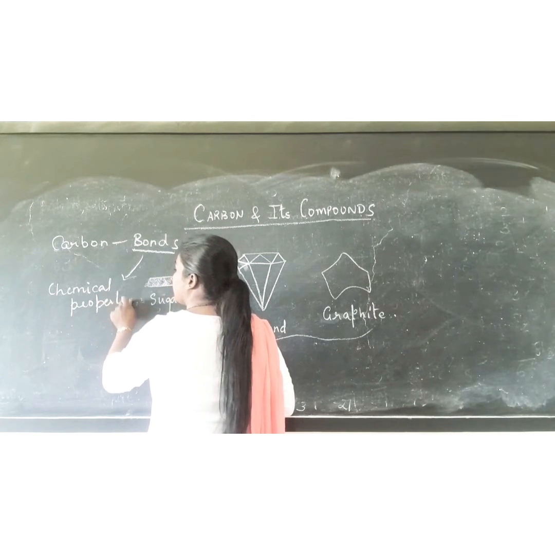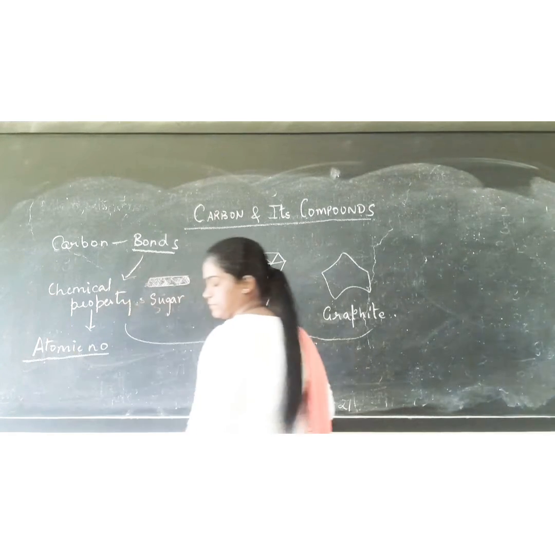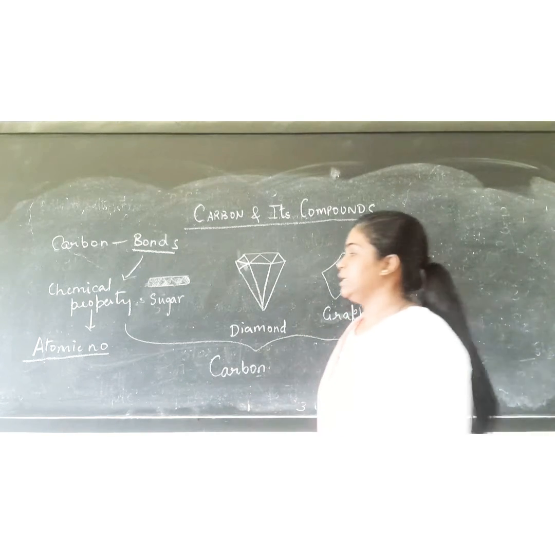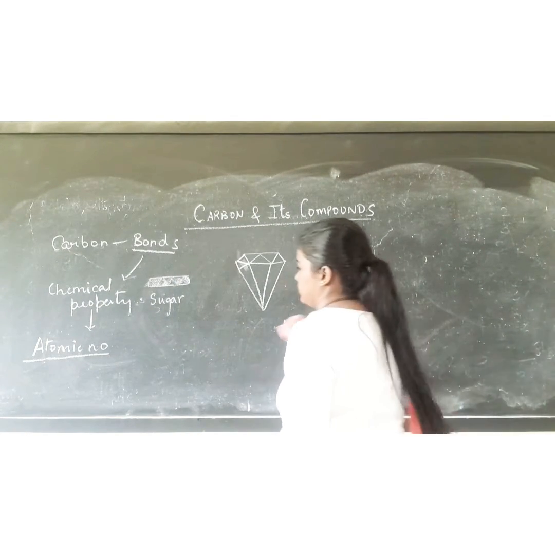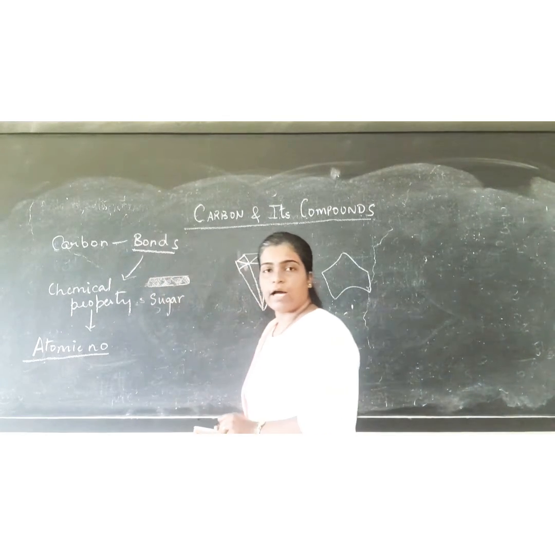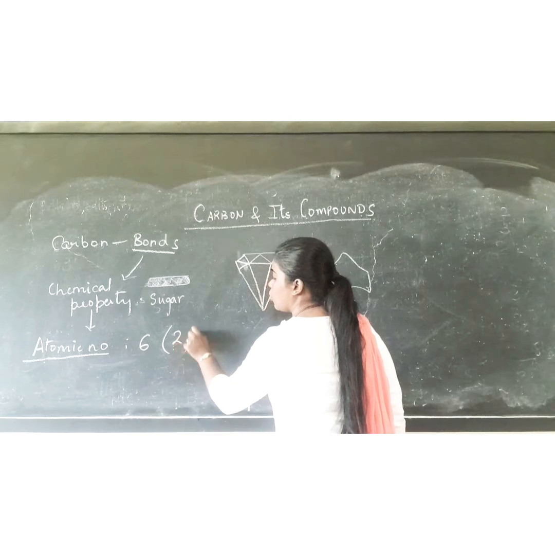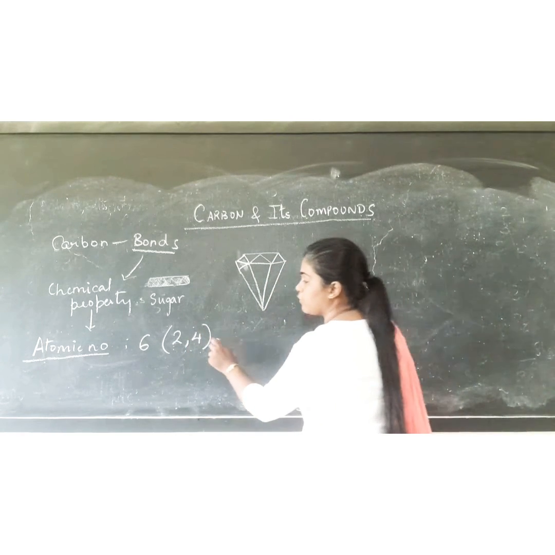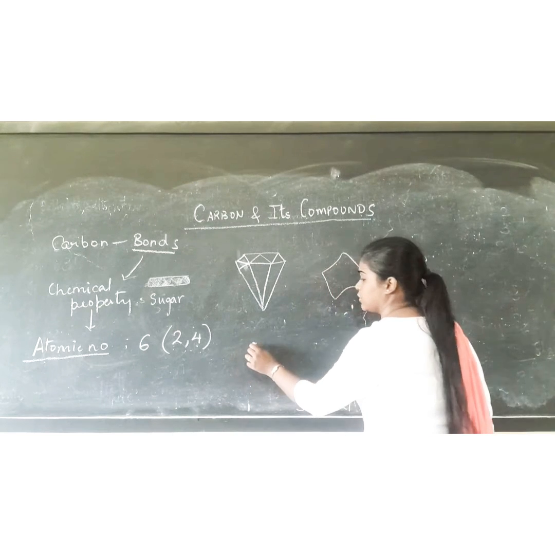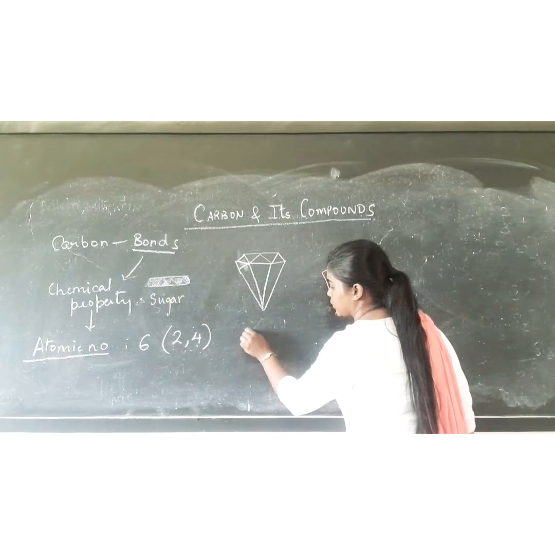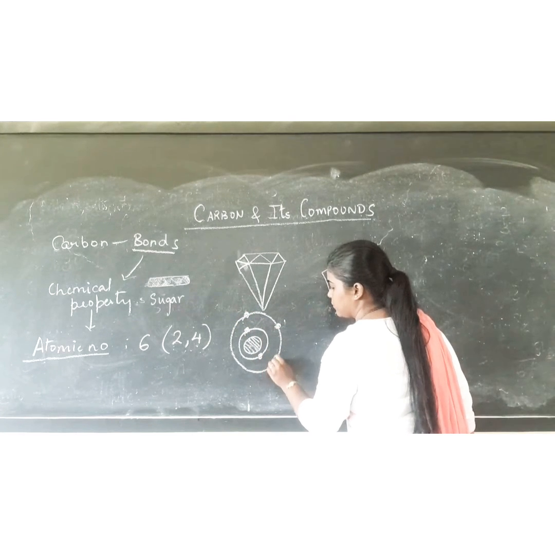And what comes in the chemical property is the atomic number of that element. What is the atomic number of carbon? The atomic number of carbon is 6. So the electronic configuration will be 2, 4, that is the number of electrons in the outermost shell. Supposing this is the nucleus, these are the 2 electrons in the innermost shell and 4 electrons in the outermost shell.